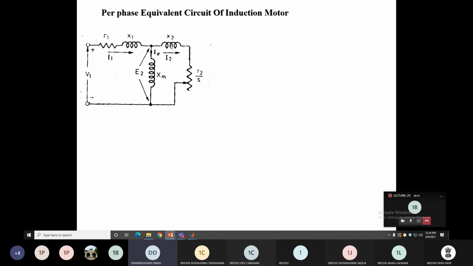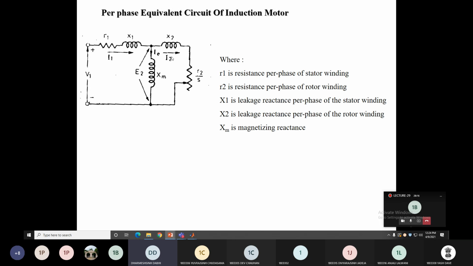Then at the rotor side, reactance and resistance are represented this way. X2 is the leakage reactance per phase of the rotor winding, and R2 is the resistance per phase of the rotor winding, and Xm is the magnetizing reactance of the induction motor. So this way you can represent the induction motor.